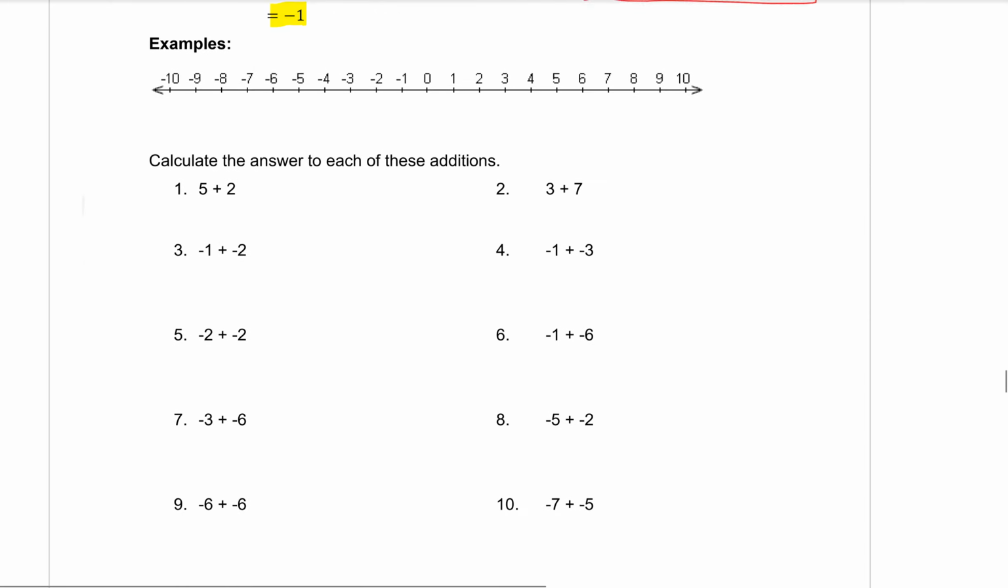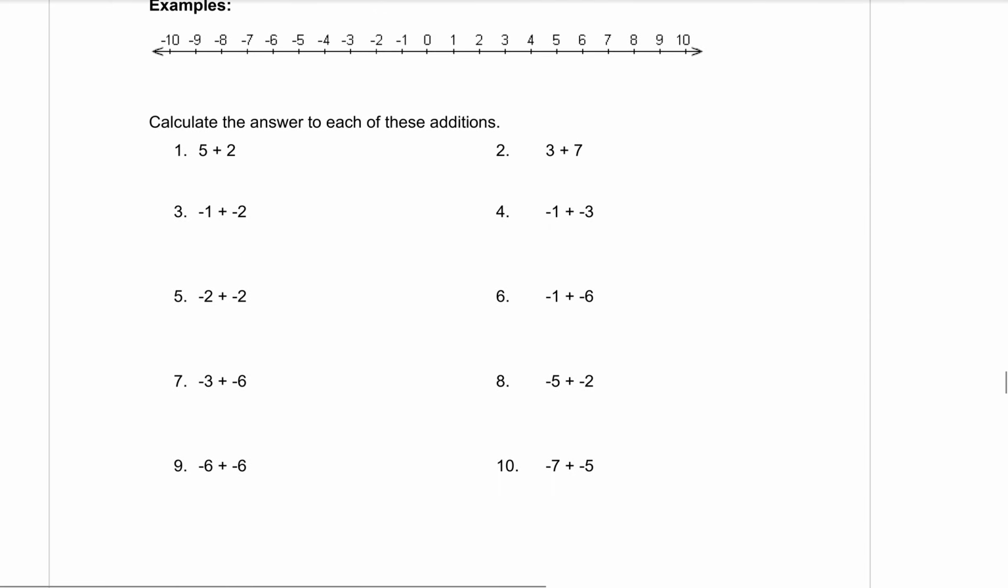The first two are just normal ones, okay? So question number 1, 5 plus 2. Hands up. 5 plus 2. 7. Easy. 5 plus 2 is 7. Don't even need the number line for that. Question 2, 3 plus 7. 10. Beautiful. Okay?